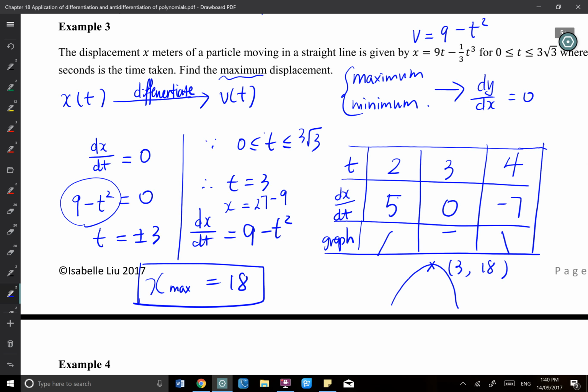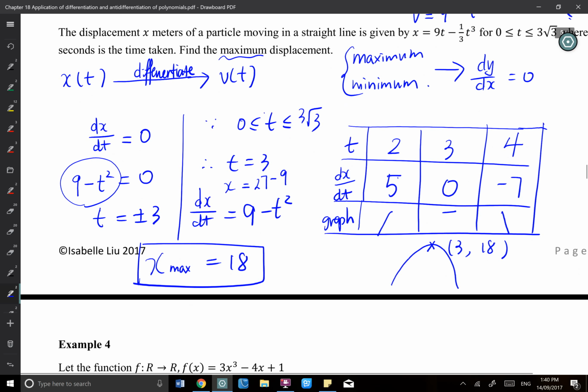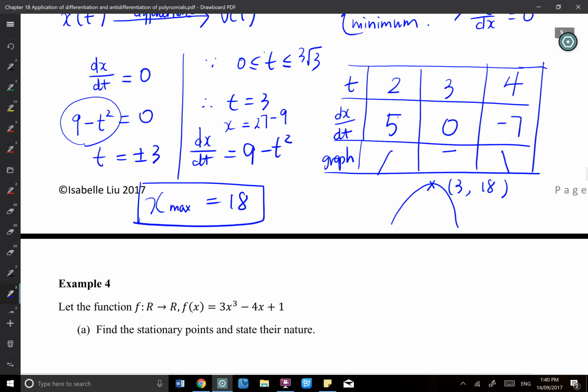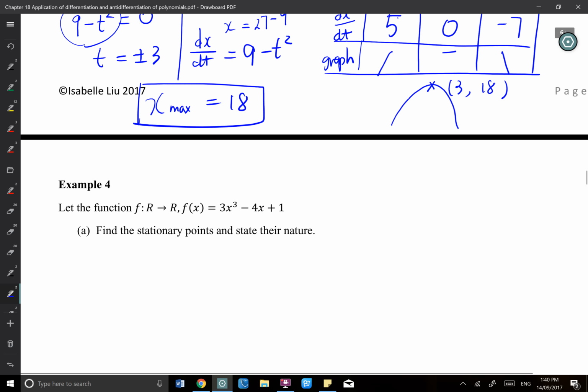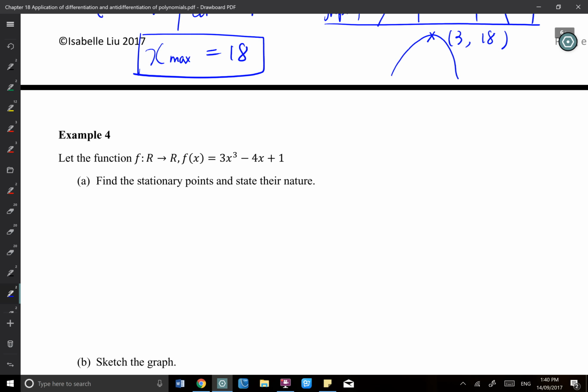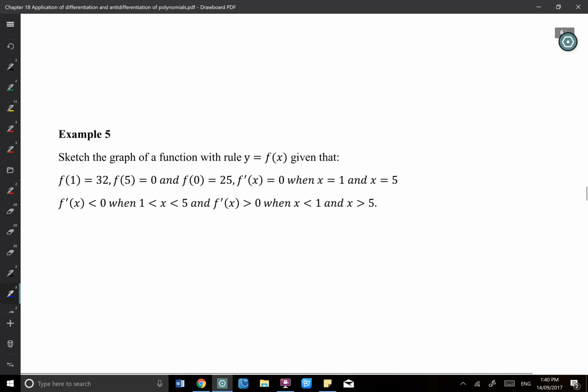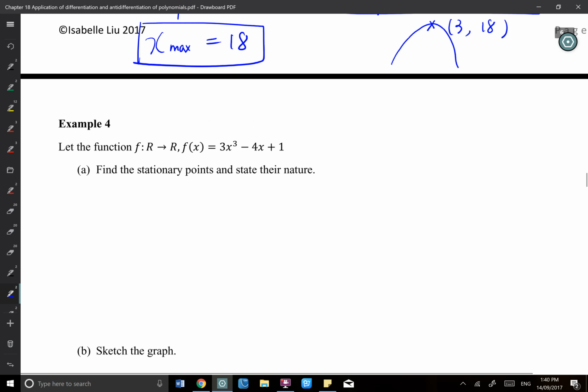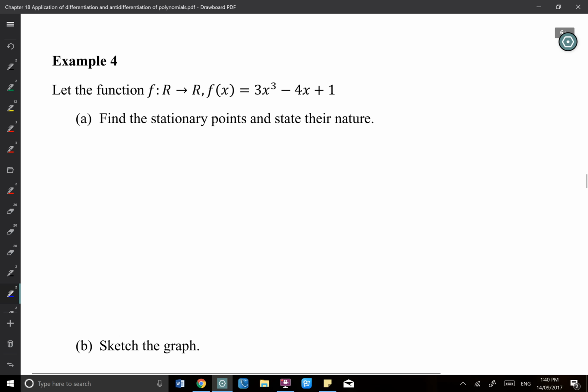Any questions about this one? No? Okay. If not, let's do example 4. Example 4 says, find the stationary points and state their nature.